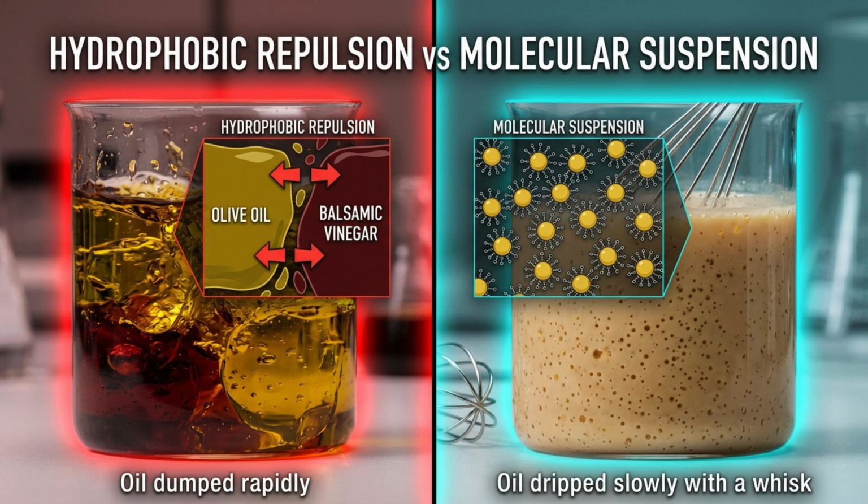Hydrostatic repulsion, molecular suspension. Oil and water mathematically repel each other. Dumping them together guarantees instant separation. You must introduce a chemical emulsifier, like mustard, while slowly dripping the oil, utilizing kinetic shearing to permanently lock the microscopic hydrophobic droplets into a stable molecular suspension.